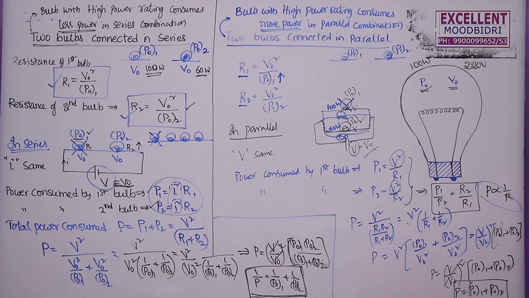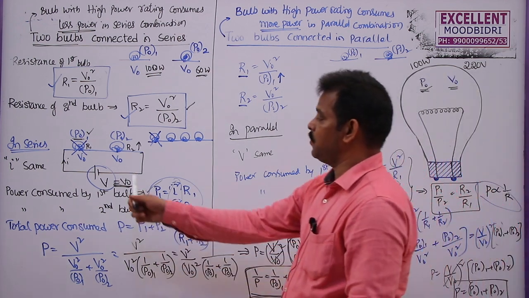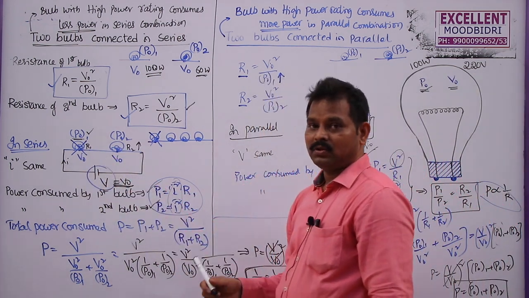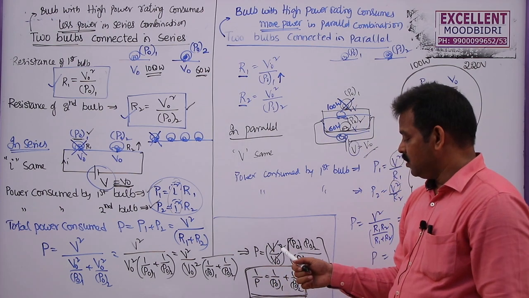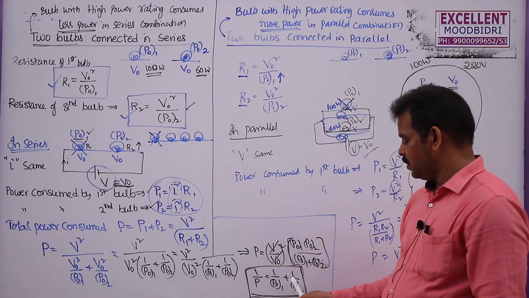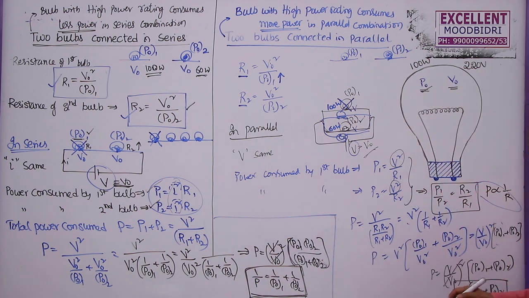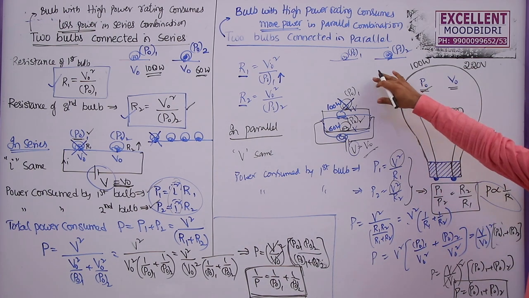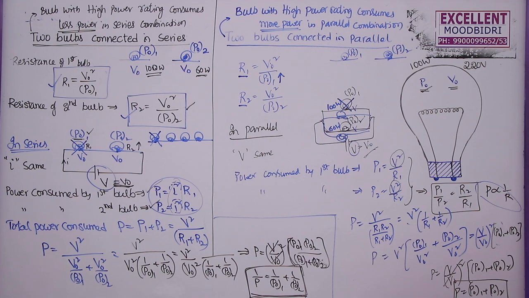Be careful: for resistors in series the total effective resistance is R1 plus R2, but the total power consumed is not P1 plus P2, it is given by 1 by P naught 1 plus 1 by P naught 2. Similarly, in parallel combination, the total resistance is R1 R2 by R1 plus R2, but the total power consumed will be P naught 1 plus P naught 2.